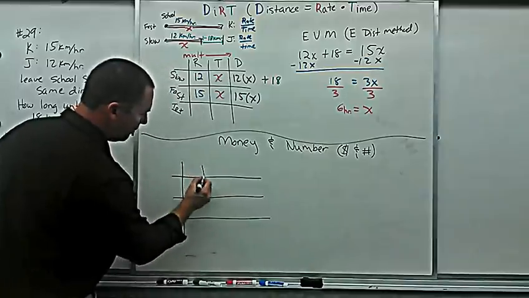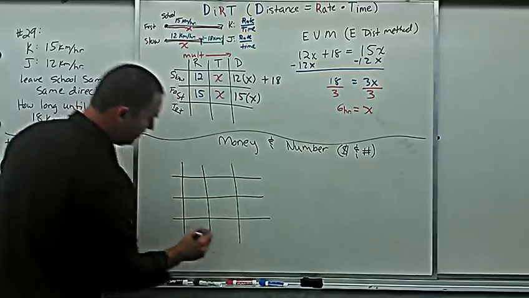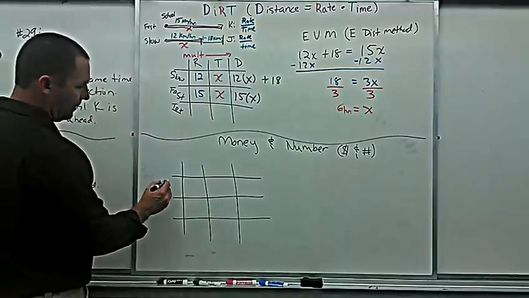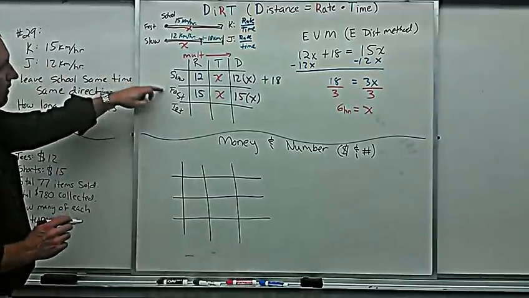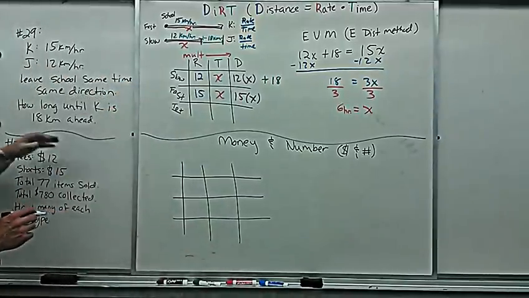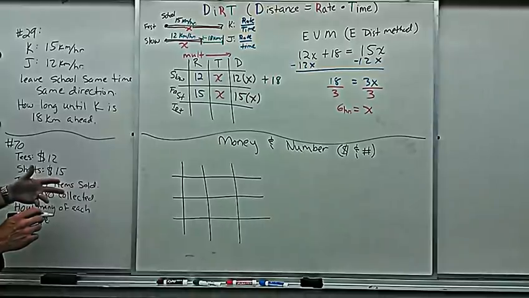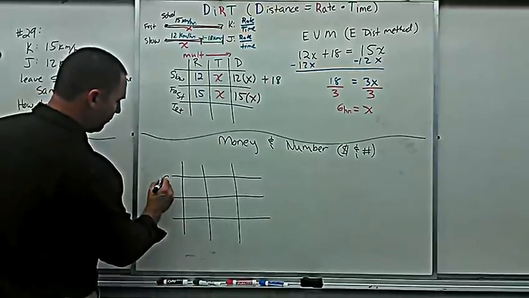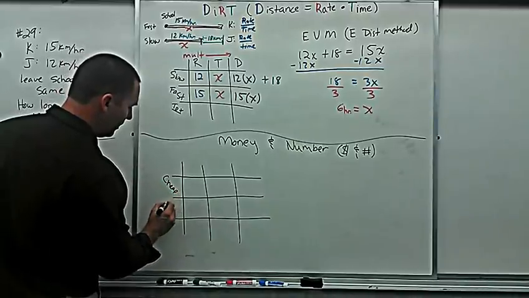So for money and number charts, I set it up the same way. This time, I don't have a slow and a fast. I have a cheap and an expensive. So I'm going to write cheap and expensive.